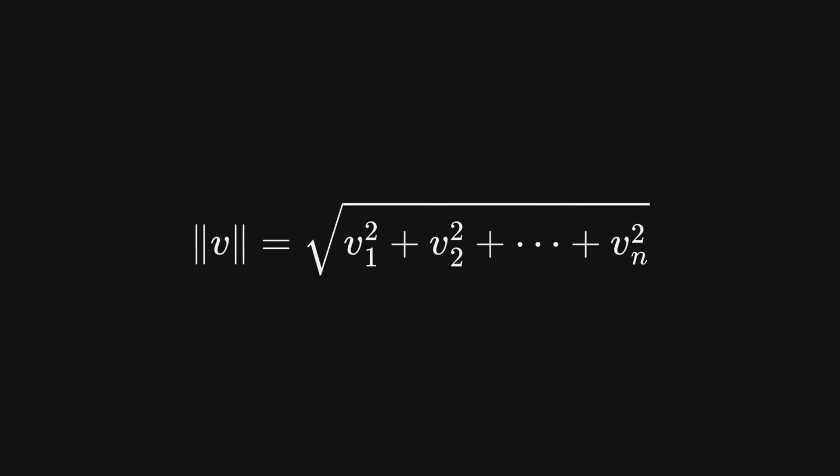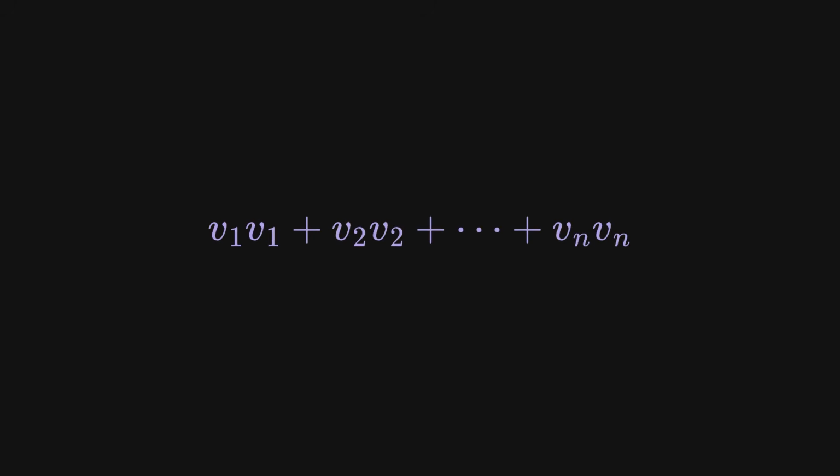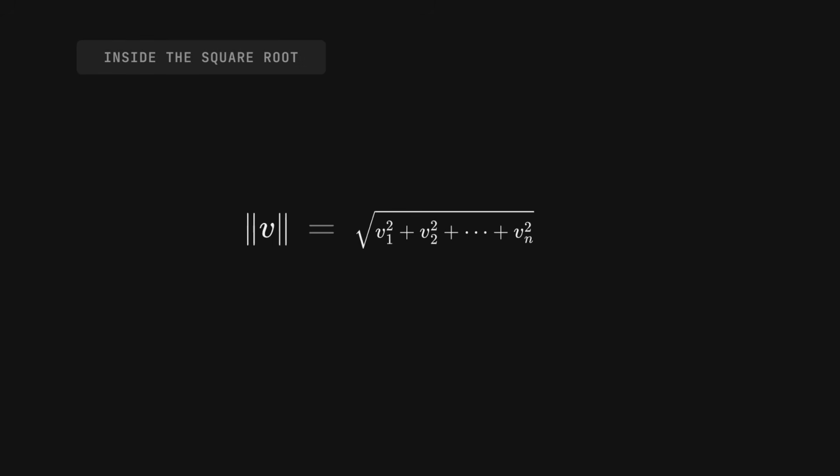But notice the expression inside the square root. We can write each square as a product. This expression is the inner product of v with itself. We now know how to calculate the length of a vector in Rn. Its norm is the square root of the sum of the squares of its components.